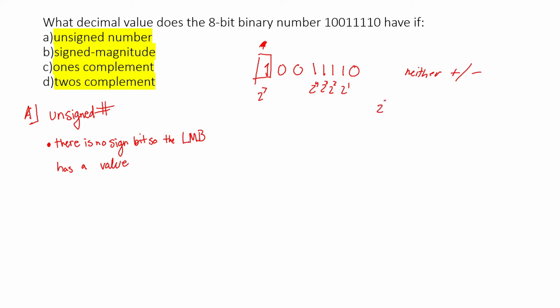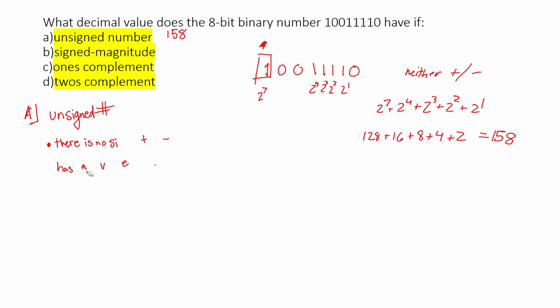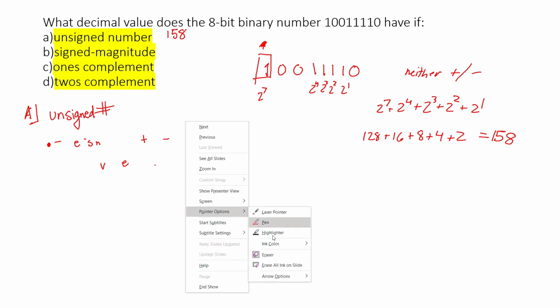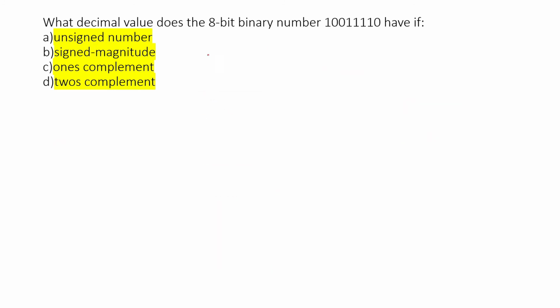So what we're looking at is 2 to the 7 plus 2 to the 4 plus 2 to the 3 plus 2 to the 2 plus 2 to the 1, 128 plus 16 plus 8 plus 4 and plus 2. We are looking at 158. 158 for that value. Alright, let's just erase everything. Alright, now we're going to move on to sign magnitude.